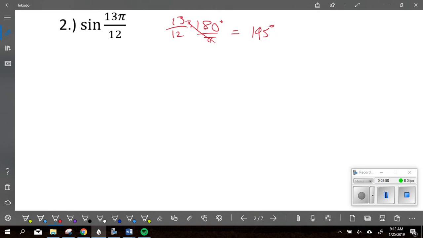195, do that. Come up with two angles to get you 195. Use a sum and difference identity and try to solve that. Try that on your own.